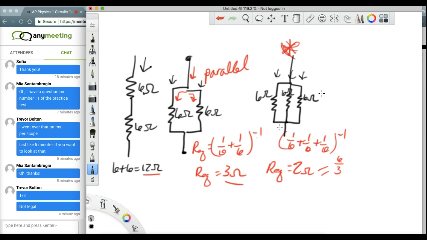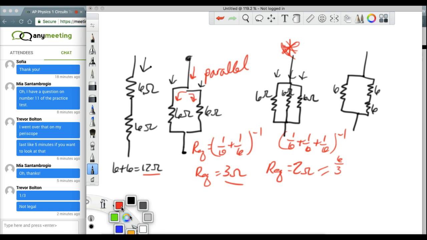So we had that and that. And again, they're all 6. So now I have to combine, I have to simplify. So I'm going to combine the two that are the easiest. Well, these two are in series with each other because they're in the same branch. So I just add them. So that side is 12 ohms.